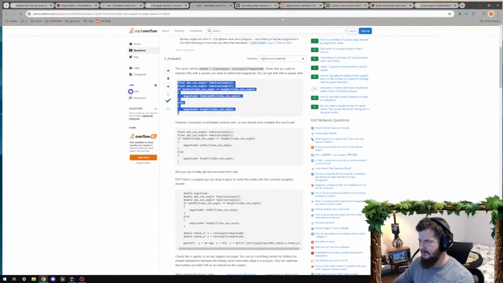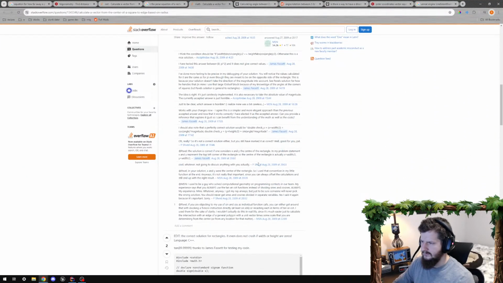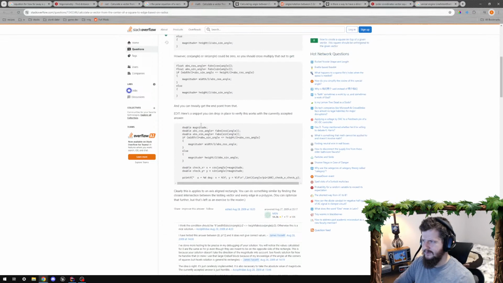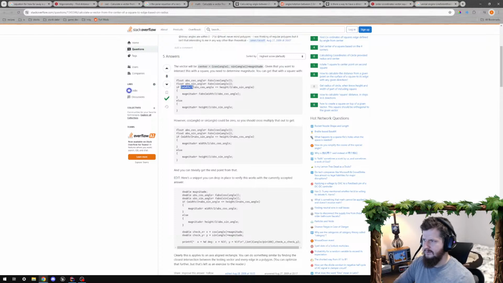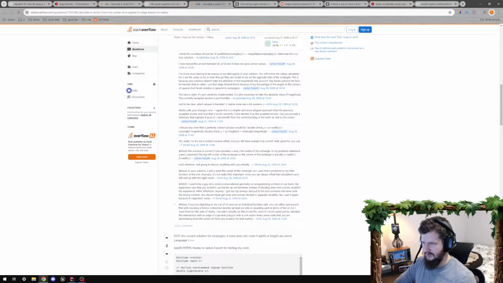And what is he doing here? The center of the rectangle is actually x plus width divided by 2, height divided by 2. Is that just the center? Do I need to do that in mine? Oh, there's some shade getting thrown in these comments.